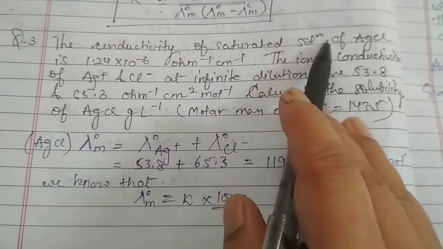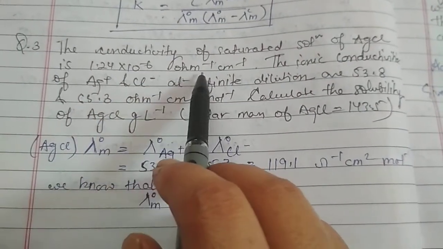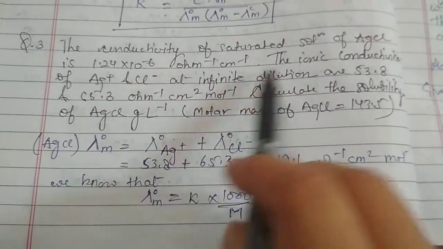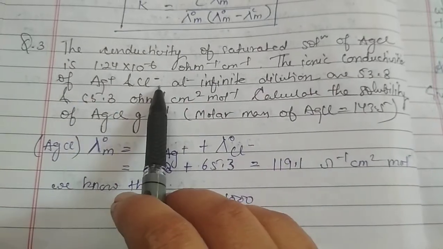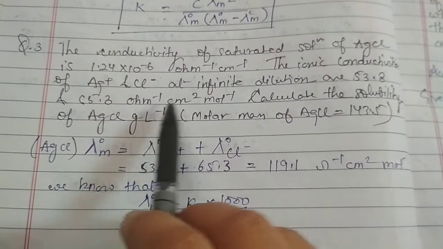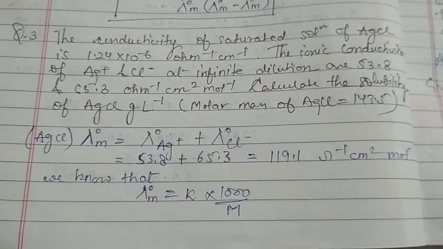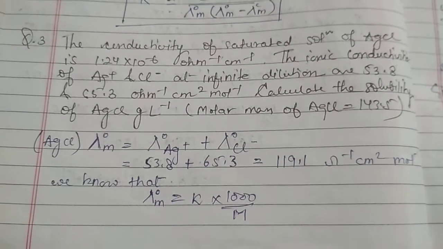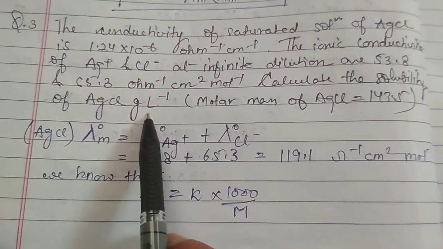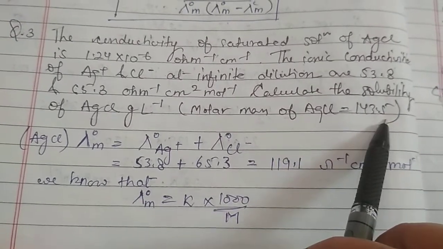The conductivity of a saturated solution of silver chloride is 1.24 × 10^-6 ohm^-1 cm^-1. Means you have been given the value of kappa here. The ionic conductivities of Ag+ and Cl- ions at infinite dilution are 53.8 and 65.3 ohm^-1 cm² mol^-1. So that is being given to you. You have to calculate the solubility of AgCl in gram per liter. You have been given the molar mass of AgCl as 143.5.